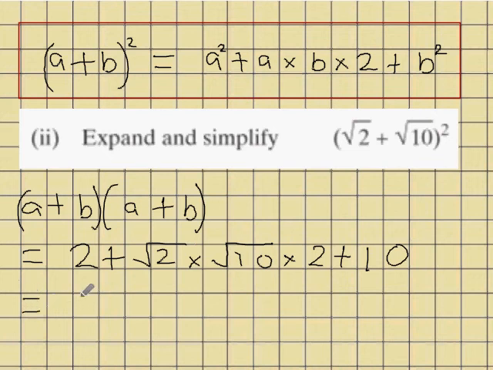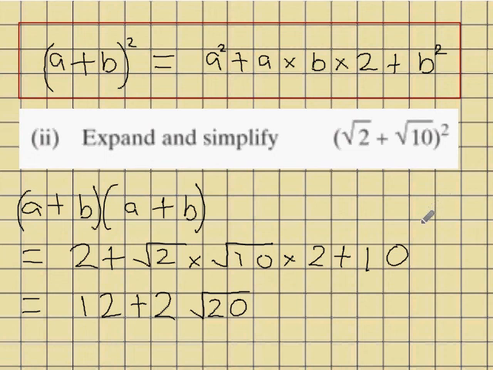And now you simplify. Well, let's do the multiplying first. We have 2 at the beginning and plus 10 at the end, so we can say that that's 12 plus root 2 times root 10 times 2, which is going to be 2 root 20, which is just short for 2 times root 20.